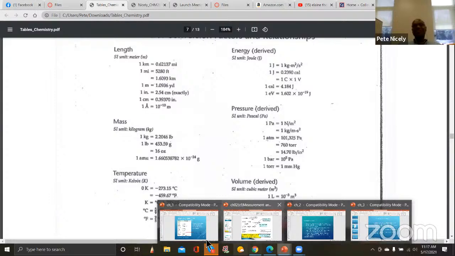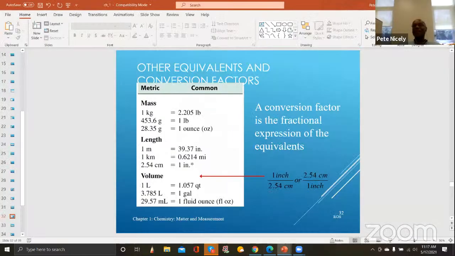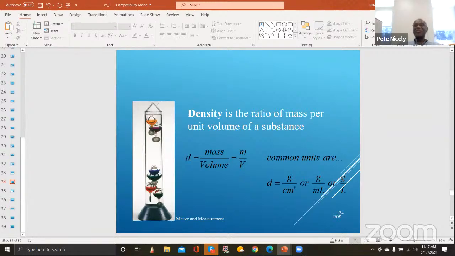Okay, so let's talk about how do we calculate, or how do we carry out these conversions? And again, this is something that you should have met before.